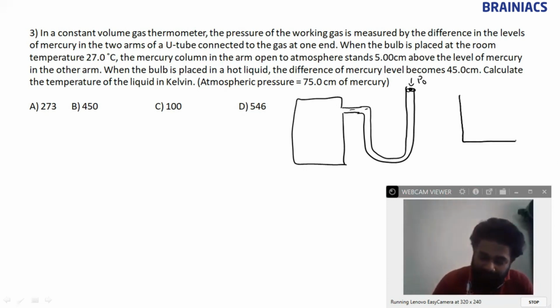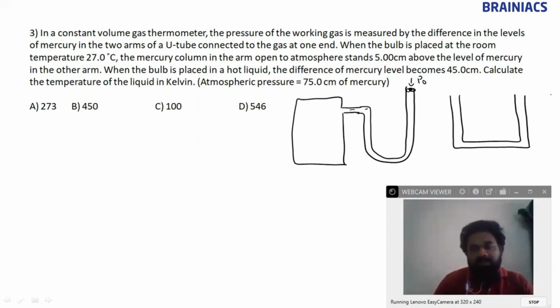Another thing which we have studied is the U-tube itself. So whatever be the case, this thermometer is made based on this principle. That is the only point. Whatever be the difference of height of the mercury column, that is the pressure that they have given very clearly.